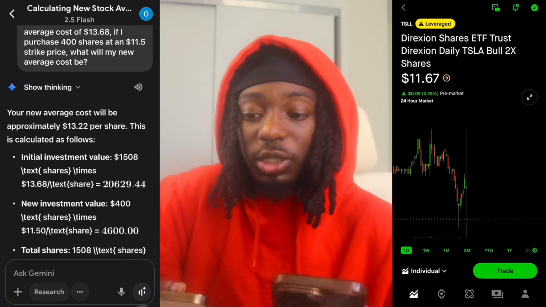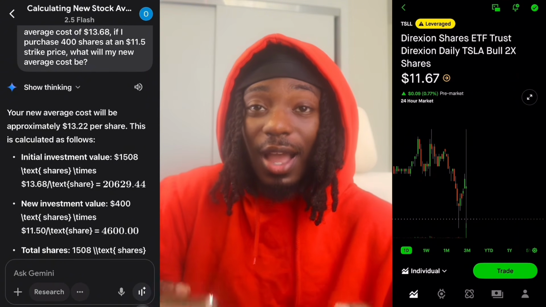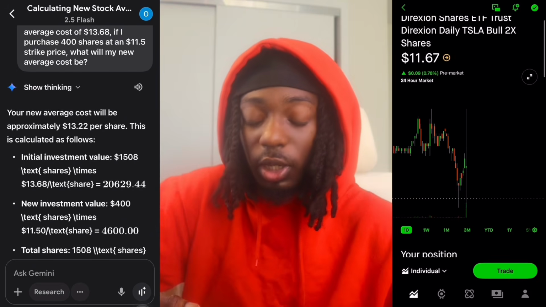I'm really good at memorizing formulas, especially when it comes to this money. I catch on quick, and I learn very quickly when it comes to money.